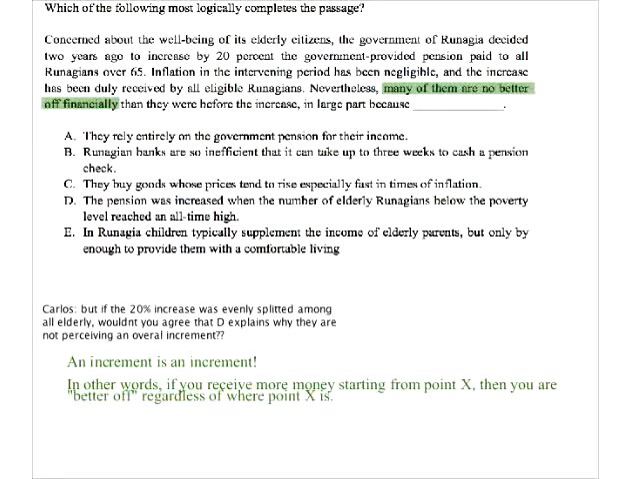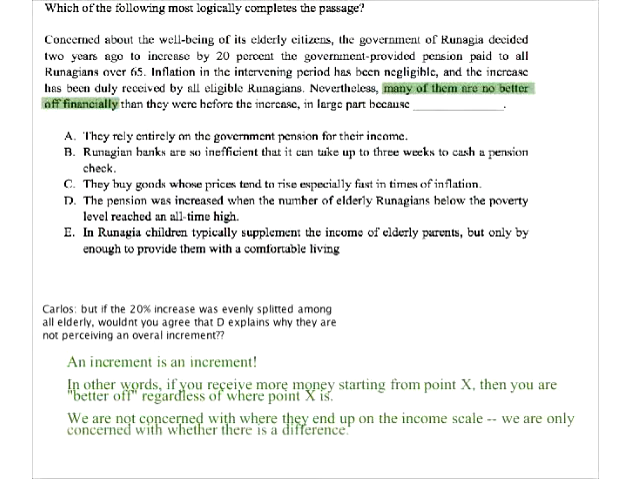In other words, if these people are very poor to start with, it's still an increment. They're still better off. If they're very rich to start with, it's still an increment. So the starting value is irrelevant because we're not concerned with where they end up. We're just concerned with whether there is a difference. So we are not concerned with where they end up on the income scale. We are only concerned with whether there is a difference. And D doesn't affect whether there's a difference.